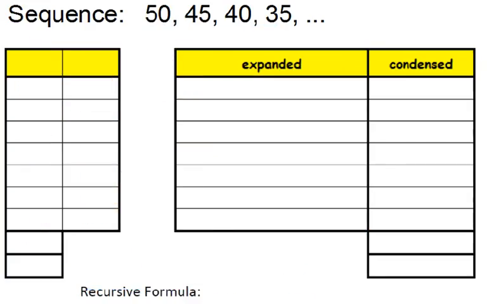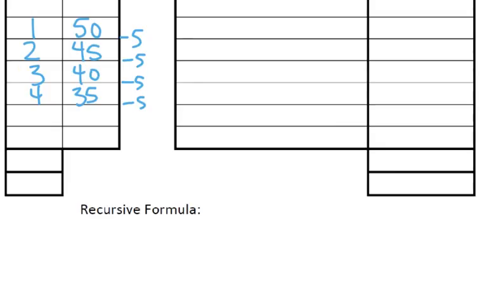So let's look at this sequence. My first term is 50, my second term is 45, my third term is 40, my fourth term is 35. We should have a pretty good idea of where we're going with this. We're subtracting 5 each time, right? That's our growth. So for my recursive formula, I'd go a sub n equals a sub n minus 1, and then we're subtracting 5.